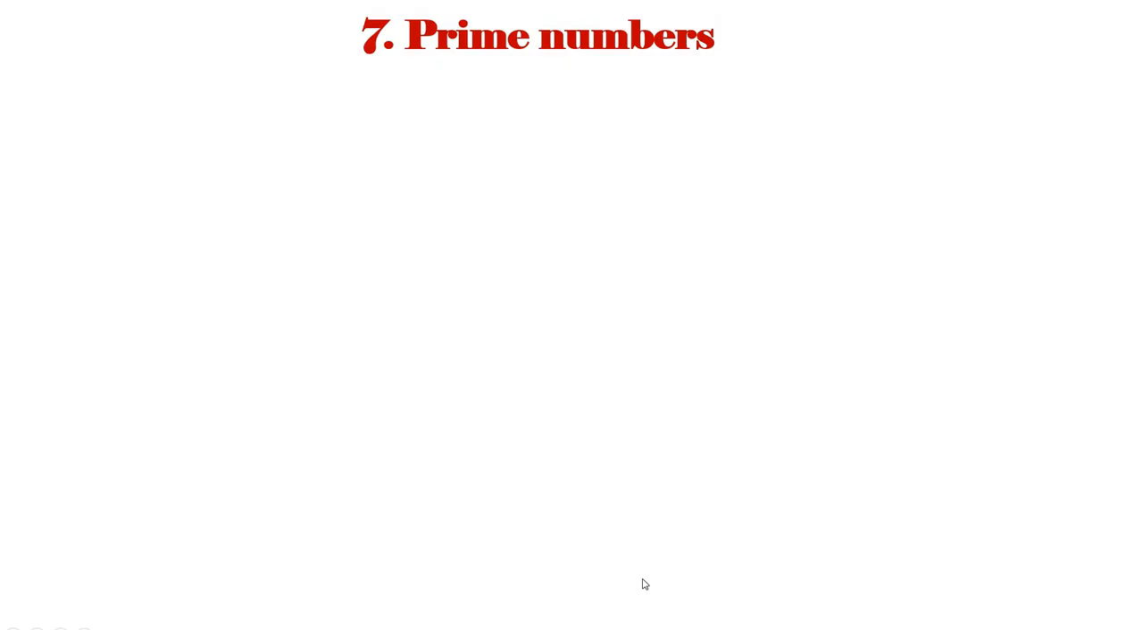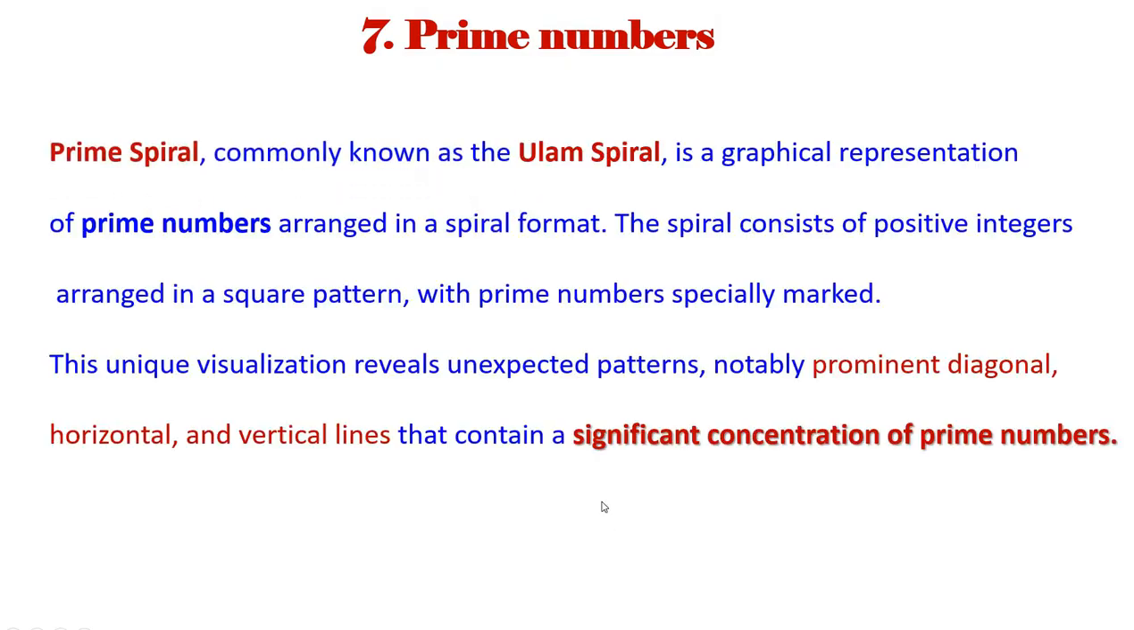Prime numbers can be studied, especially the prime spiral, commonly known as Ulam's spiral, which is a graphical representation of prime numbers arranged in a spiral format. The spiral consists of positive integers arranged in a square pattern with prime numbers specially marked. This unique visualization reveals unexpected patterns, notably prominent diagonal, horizontal, and vertical lines that contain a significant concentration of prime numbers.